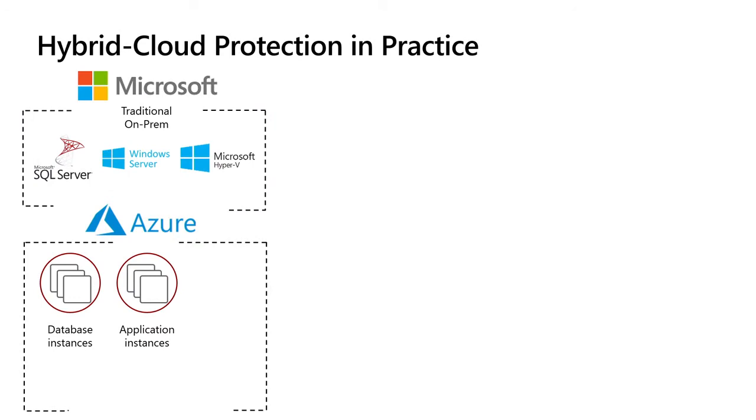So what does this look like in practice? Right here on the slide, I've got a couple of traditional workloads with an on-prem environment. I've got an Azure deployment with some application and database instances. Where does Veritas fit into this whole equation?